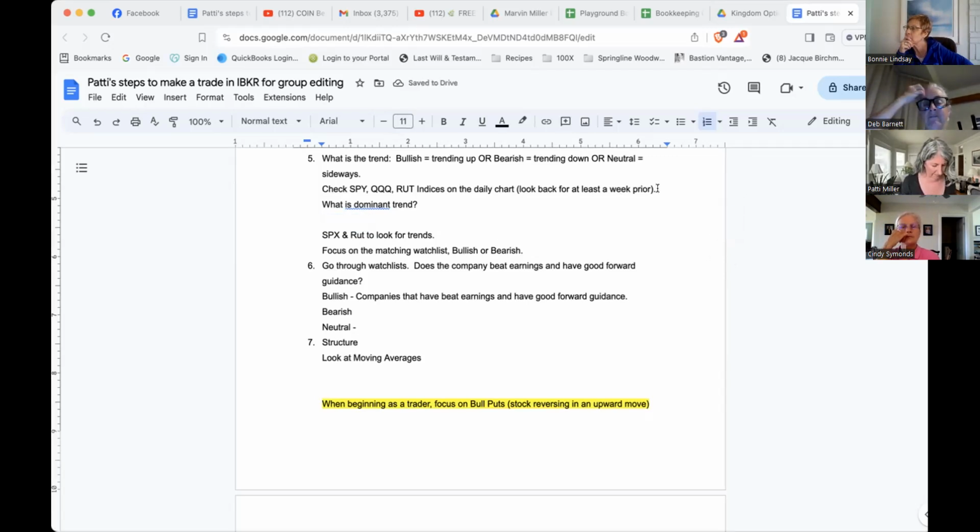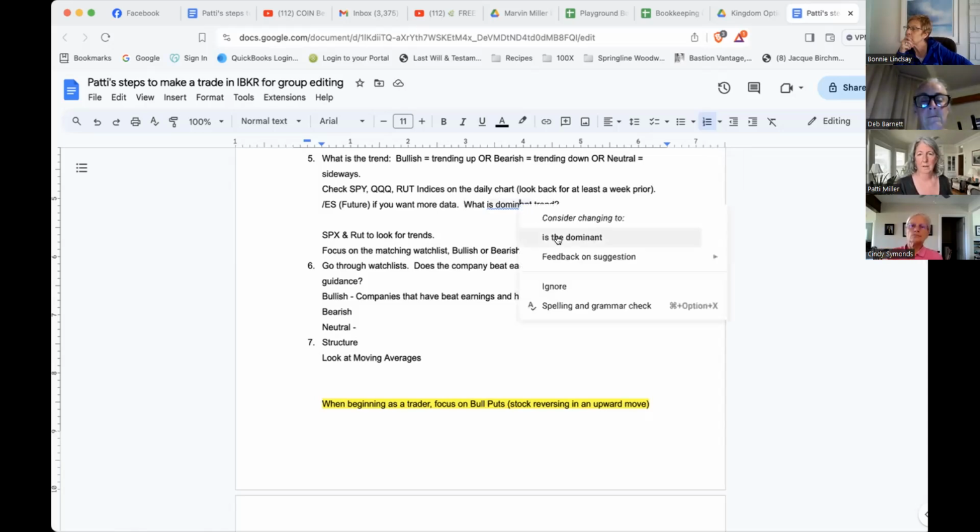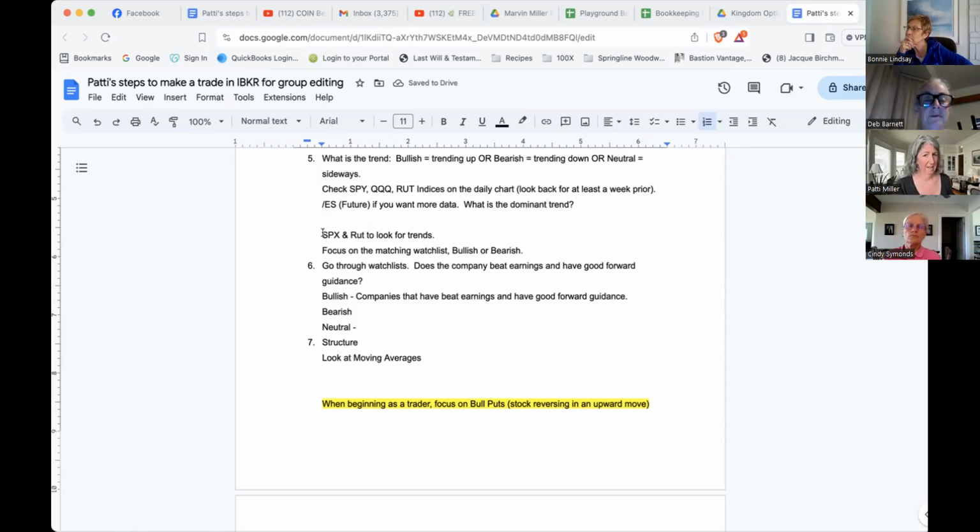Yeah, just in there, and sort of a note that if you want more data, or more confirmation, check out the ES future. And then, what is the dominant trend? And then that can be taken out because you've got that up above.